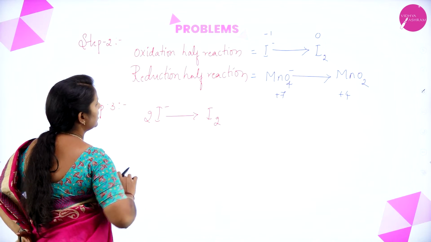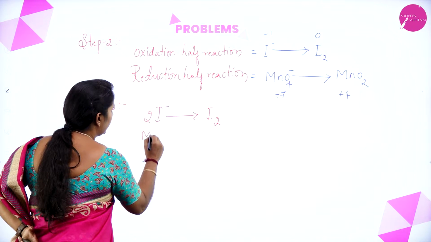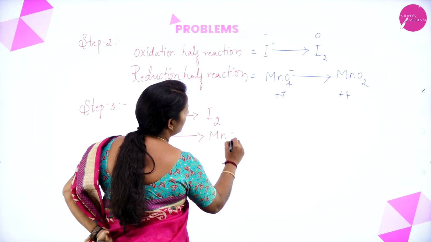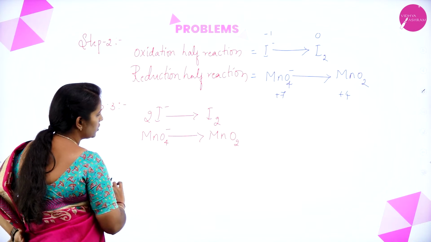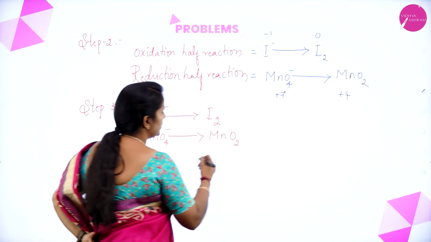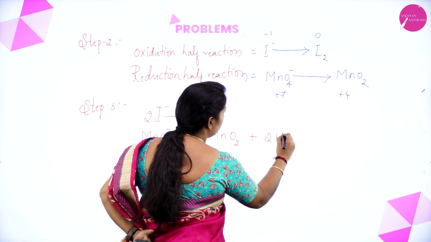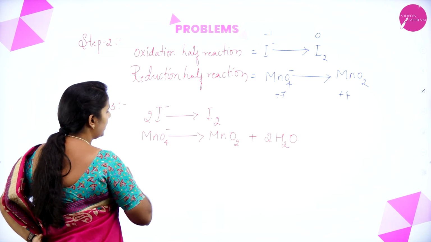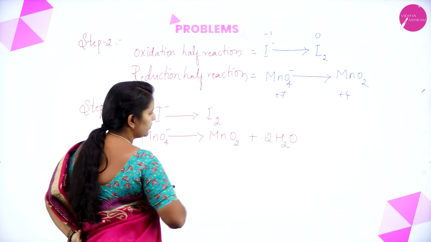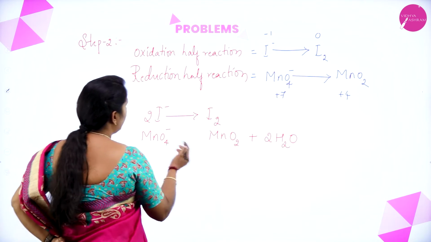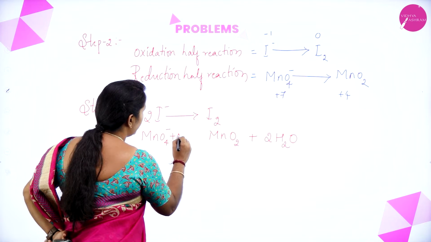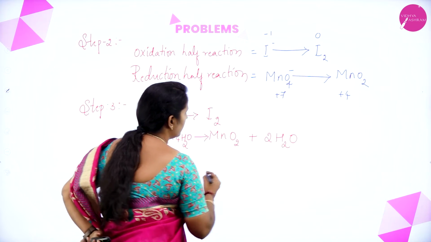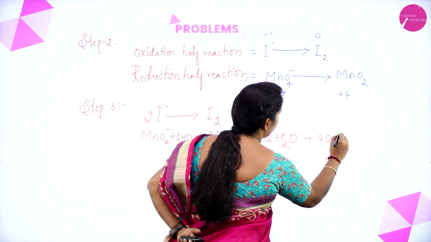Now I'll take the reduction half reaction where MnO4- gives rise to MnO2. We know that there are 4 oxygens here and only 2 oxygens there. I'll write 2 water molecules. If I write 2 water molecules, it will become 2 oxygens, so 2 plus 2 is 4. But on this side, while balancing the oxygen, we need to add 4 OH- ions: 2 H2O gives rise to 2 water molecules plus 4 OH- ions.